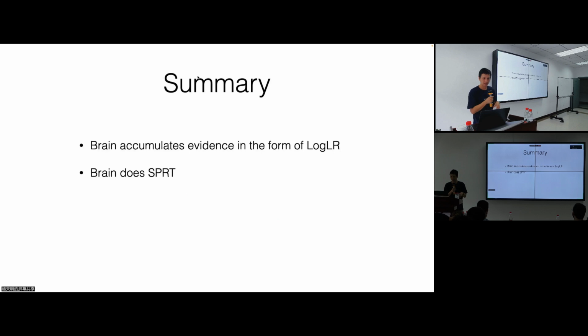All right. So that's pretty much what I have for this lecture. I hope I convinced you that the brain is accumulating evidence in the form of log likelihood ratio. That's pretty amazing, right? Because probability is actually not something that's very easy to compute, especially when you consider that things can be correlated, things can be dependent. And secondly, we show that the DDM that many people use is actually a form of SPRT.